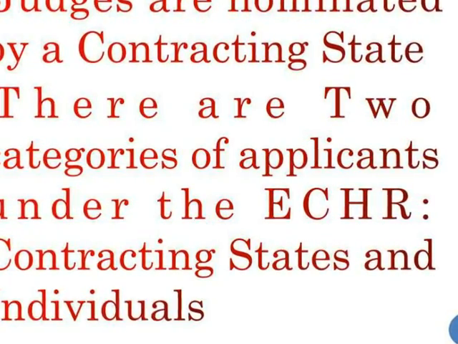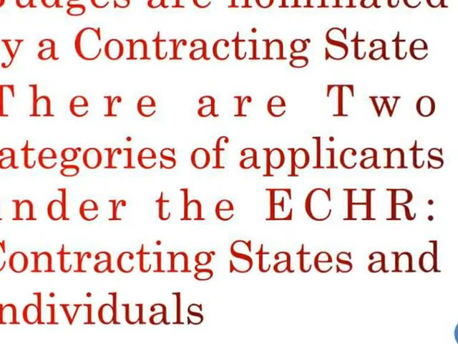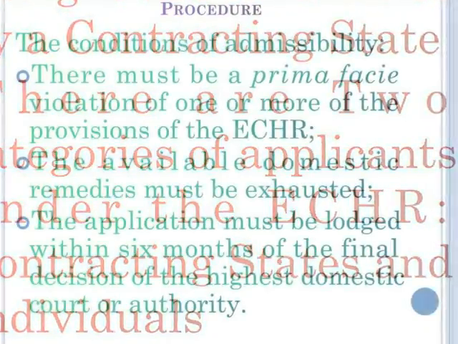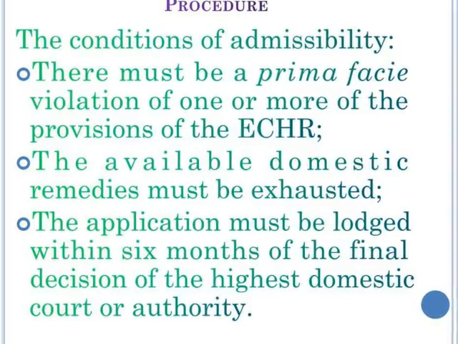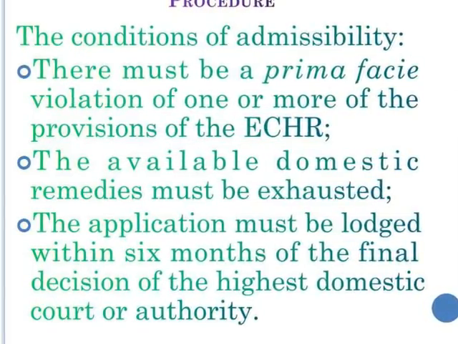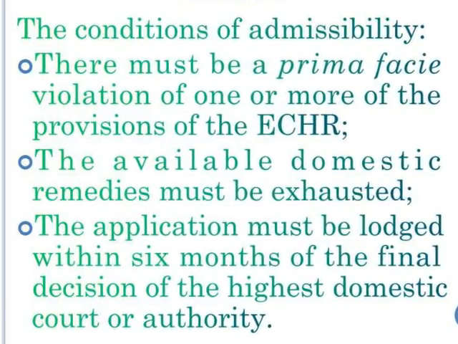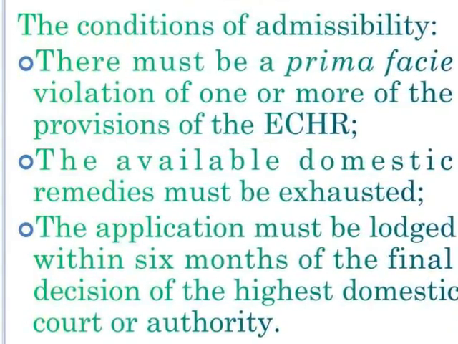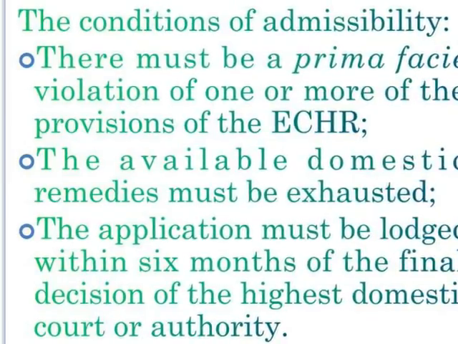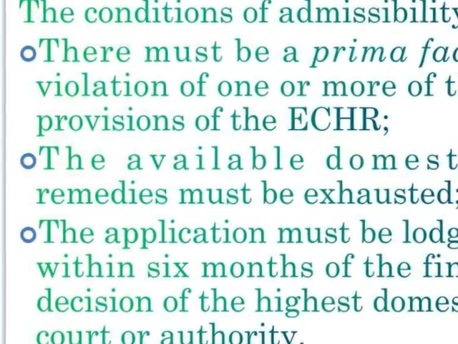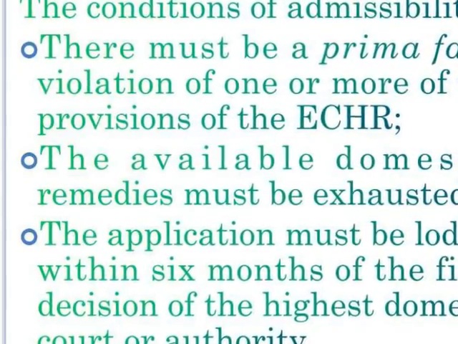There are two categories of applicant under the European Convention on Human Rights: the contracting state and the individual. When you see the procedure, the condition of admissibility: there must be a prima facie violation of one or more of the provisions of the European Convention on Human Rights. The available domestic remedies must be exhausted. The application must be lodged within 6 months of the final decision of the highest domestic court or authority.